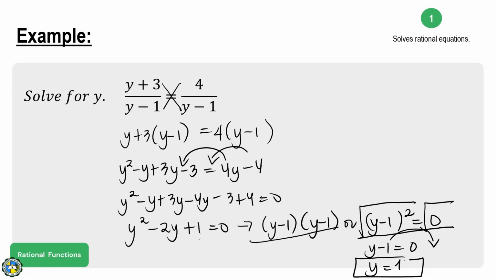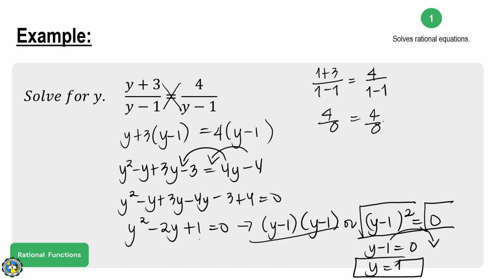Then, therefore, we get the value of y, which is 1. And let's see if this will satisfy our given equation. So, 1 plus 3 all over 1 minus 1 equals 4 over 1 minus 1. So, we have 4 all over 0 equals 4 all over 0.